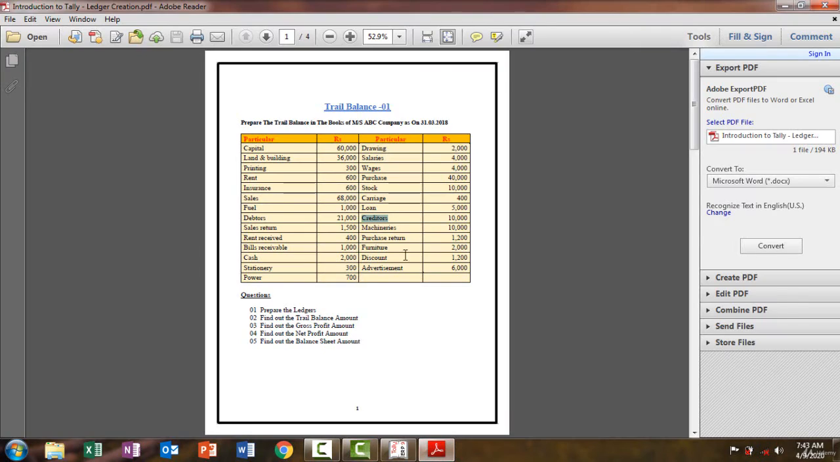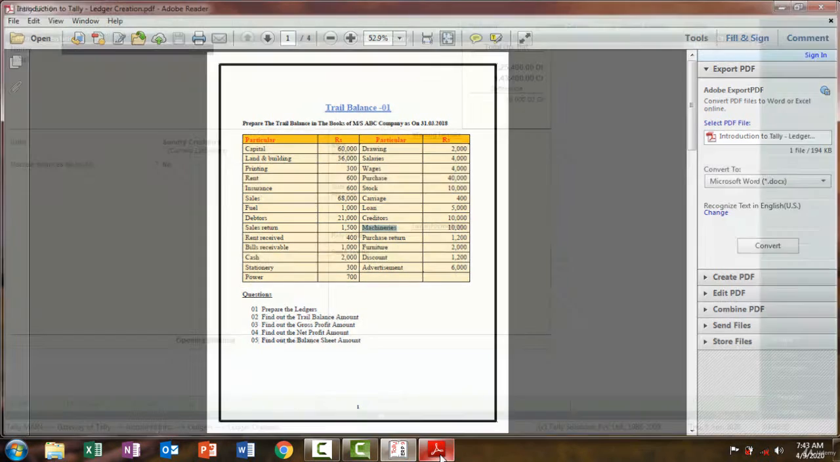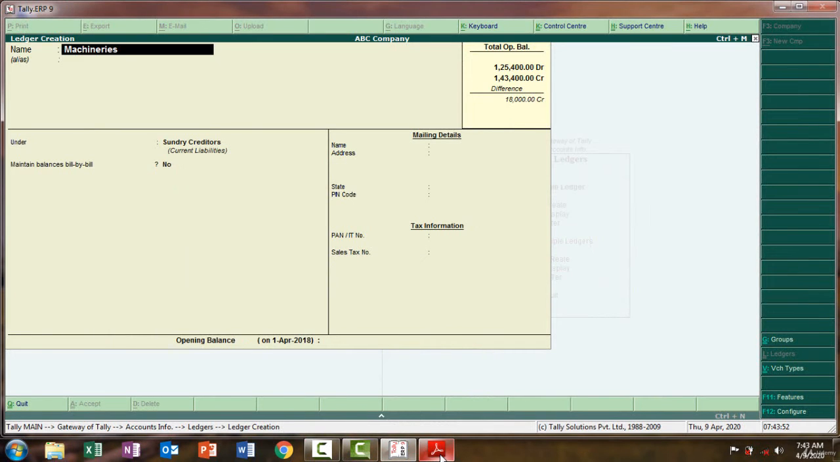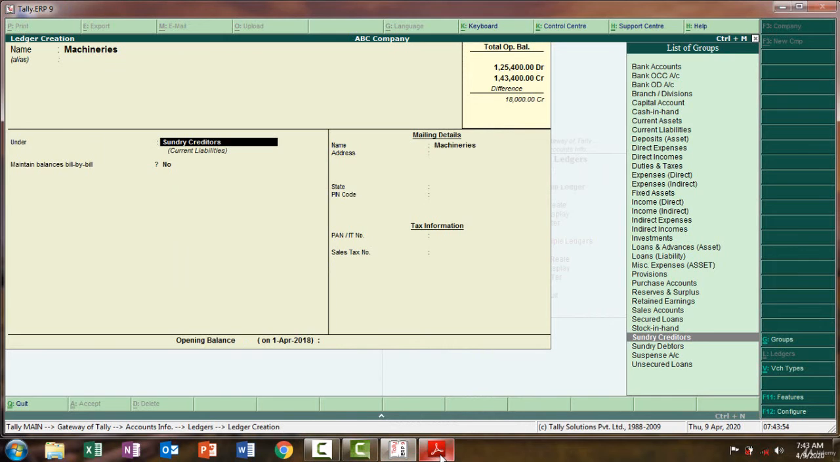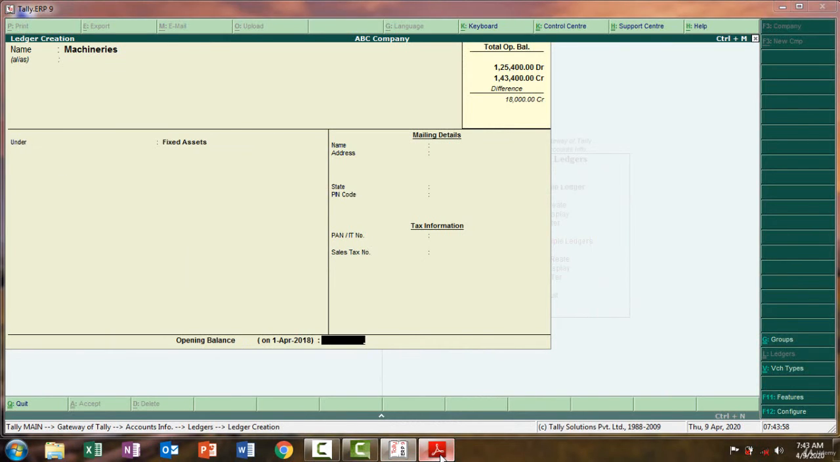The next one is machineries. It's a fixed asset for the company, so 10,000. So machinery and fixed asset, the amount is 10,000, debit.